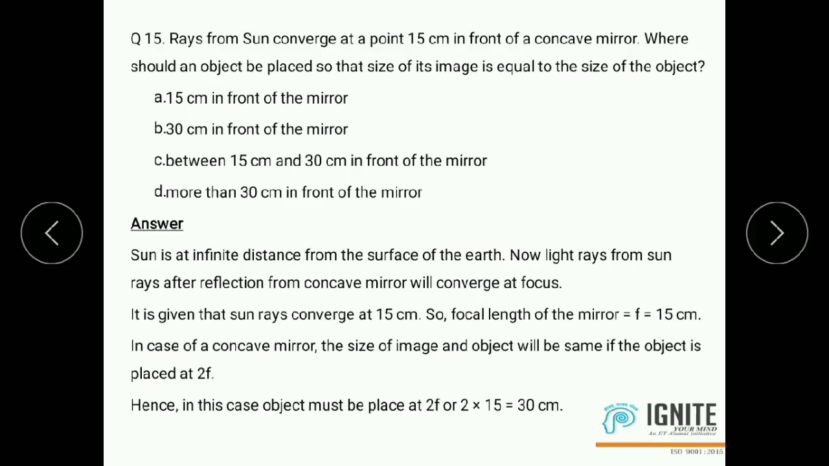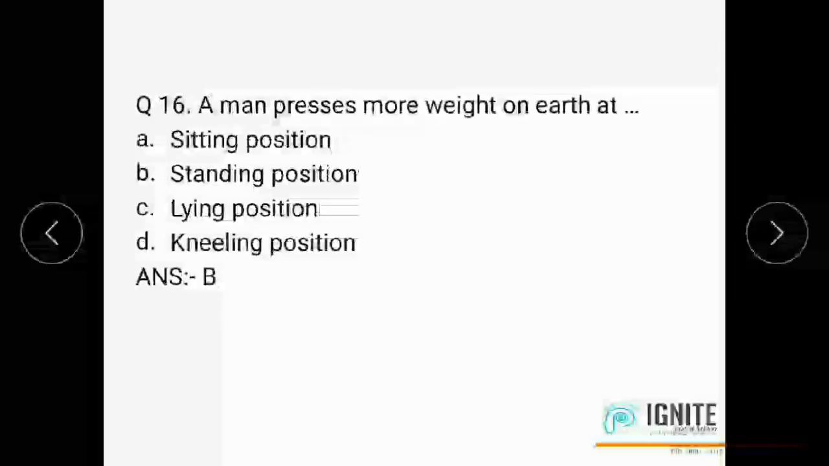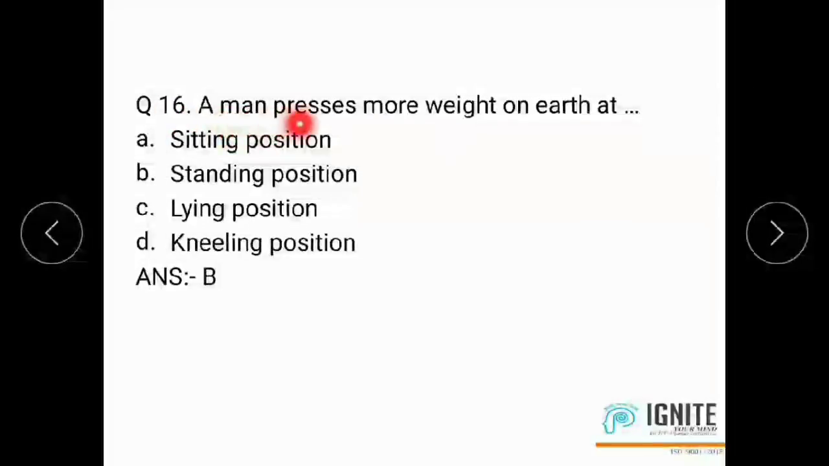is obtained at 2f. Therefore, the correct answer is 30 cm. The size of image and object will be same if the object is placed at 2f. Answer 30 cm. 16th question, a man presses more weight on earth at.